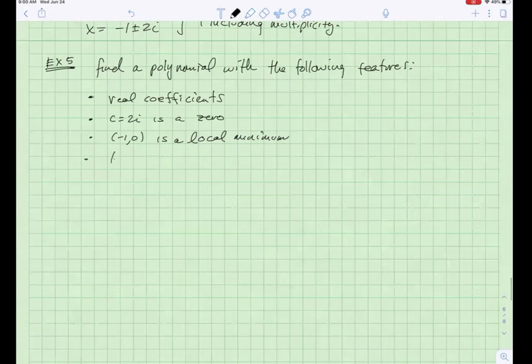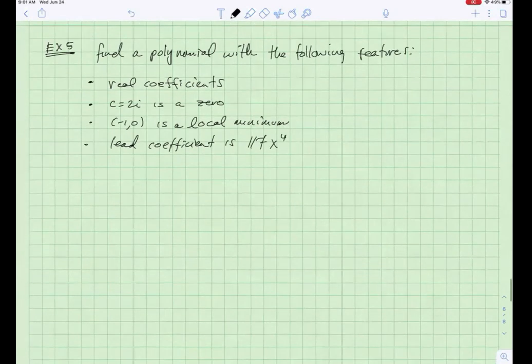And the leading coefficient is 117 times x to the fourth. Yikes. Okay, so where to start here?